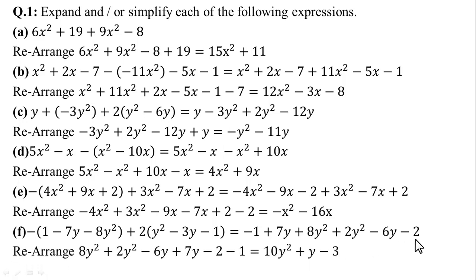Now rearrange, then we write 8y square plus 2y square minus 6y plus 7y minus 2 minus 1. 8y square plus 2y square is equal to 10y square. 7y minus 6y, so 1y, and minus 2 and minus 1 is minus 3. So the answer of the last part of question number 1, F part, is 10y square plus y minus 3.